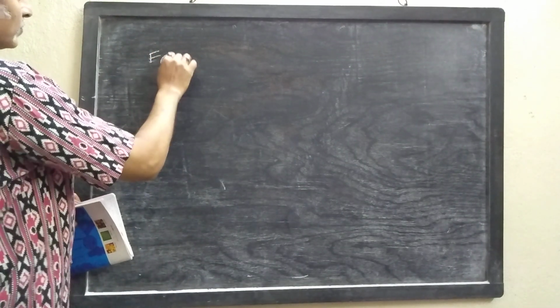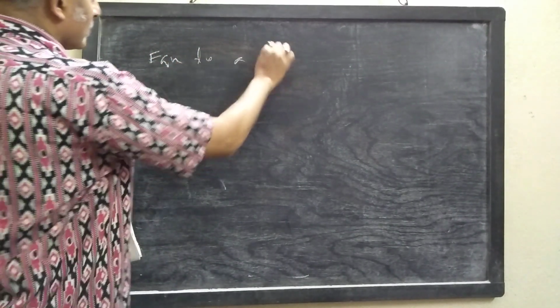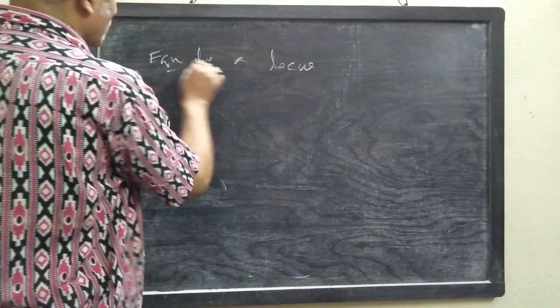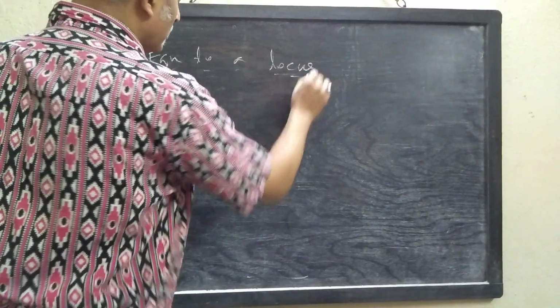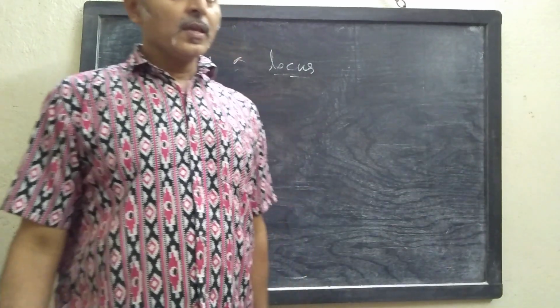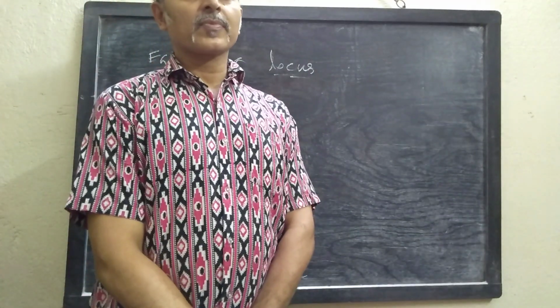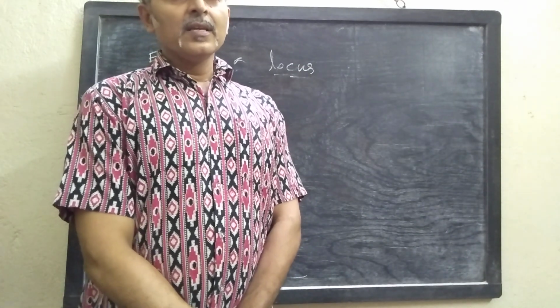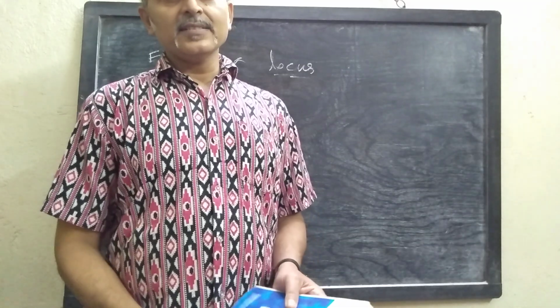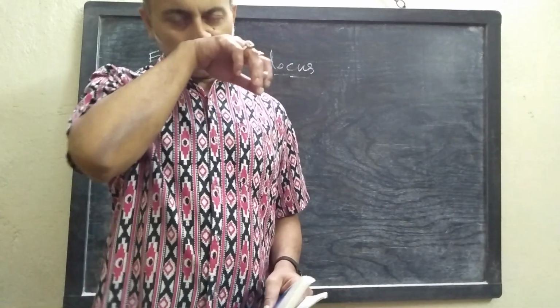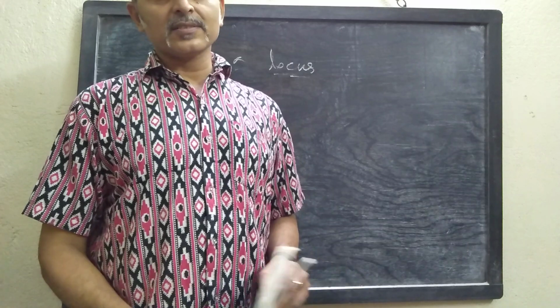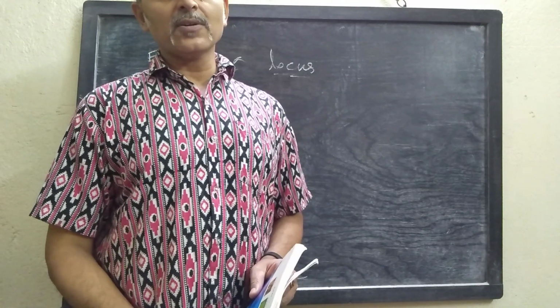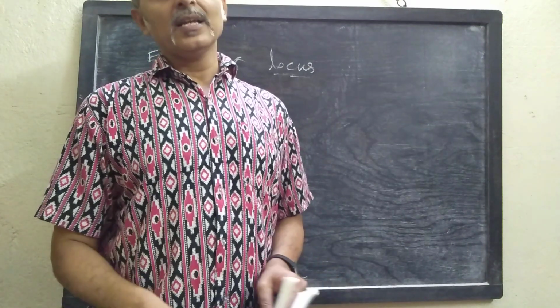What is equation to a locus? Write down: equation to a locus is defined as the relation between the abscissa and ordinates of all the points lying on that locus.